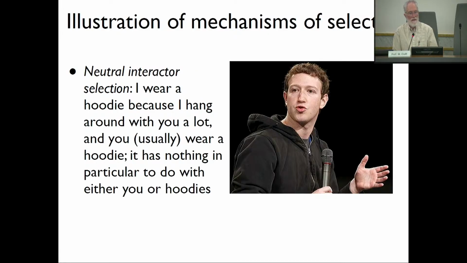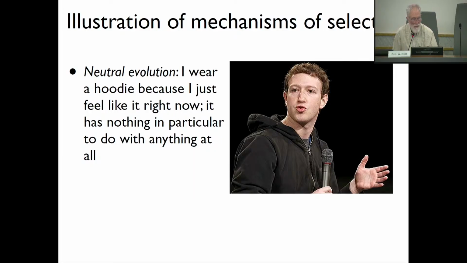Neutral interactive selection is: I wear a hoodie because I hang out with you a lot and you usually wear a hoodie. It has nothing to do particularly with you, that I have some extra special respect for you or some special attraction to hoodies. And neutral evolution is just, I wear a hoodie because I just feel like it right now and it has nothing particular to do with anything at all. I just stick my arm in the closet and pull out something and it turns out to be a hoodie. It's just a totally random process.